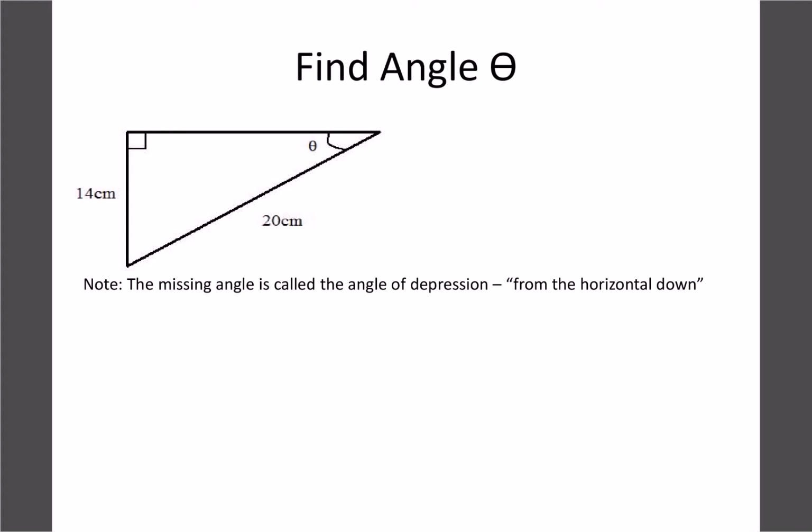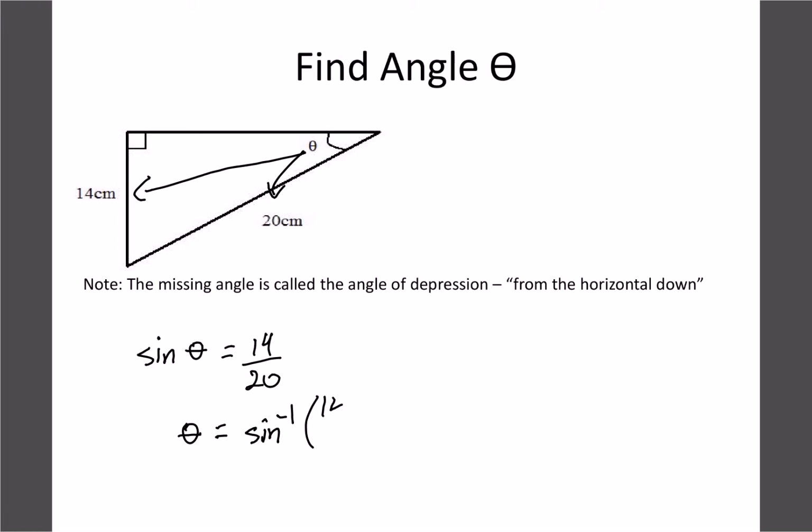Finding angles now, same sort of idea, except we just have to be careful when you type it in. So in this case, from our angle, we've got our opposite, we've got hypotenuse. So we'd go sine theta equals 14 over 20. So now to do this on your calculator, we have to undo the sine, so that's where we have to go second sine. So type in 14 divided by 20, second sine, and that gives us an angle of about 44 degrees.